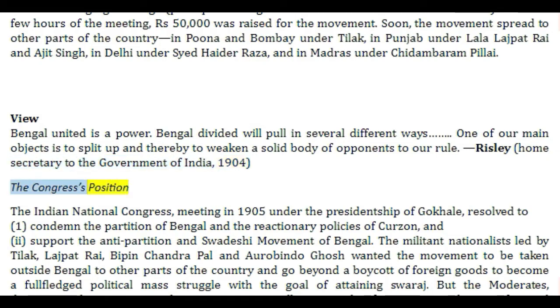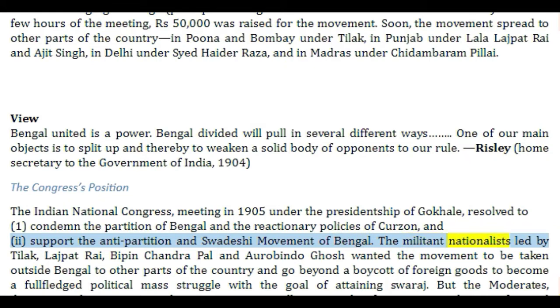The Congress's position. The Indian National Congress, meeting in 1905 under the presidency of Gokhale, resolved to: 1. Condemn the partition of Bengal and the reactionary policies of Curzon, and 2. Support the anti-partition and Swadeshi movement of Bengal.